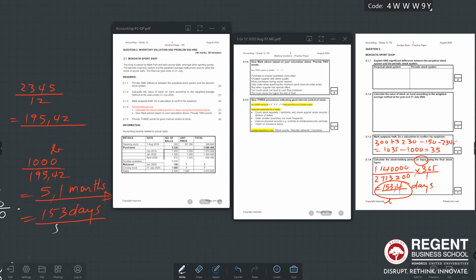So the advice you're going to tell him about the stock is that he's holding too much, he needs to reduce his stock, he needs to purchase more frequently in smaller quantities. Then, these soccer balls are quite expensive. You're going to advise him that he must try and find a cheaper supplier.